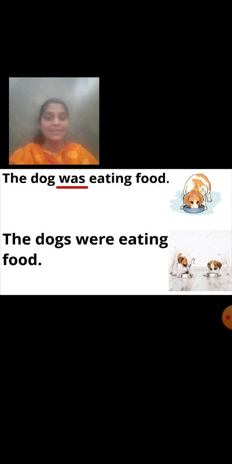But in the second sentence, the dogs were eating food. See here, now the word "were" is used. And when to use "were"? When we are talking about more than one thing. Can you see in the second picture how many dogs there are? Two dogs, yes or no?